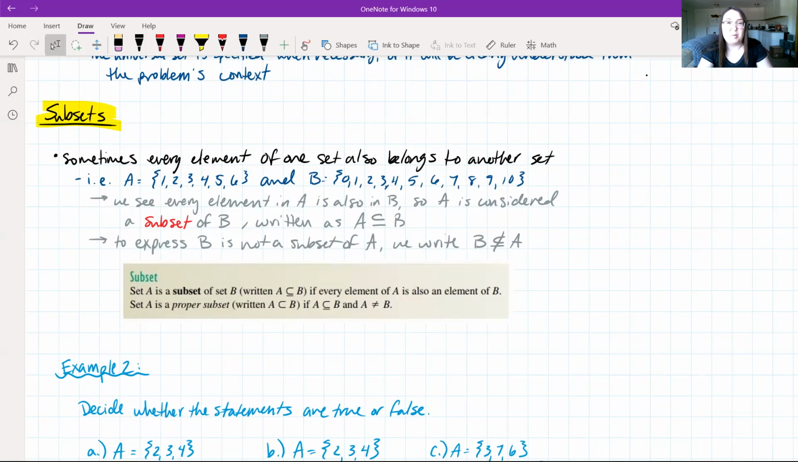We won't see proper subsets come up that often unless we're specifically asking if something is a proper subset. Most of the time, we just want to know if it is a subset, so we're going to mostly be using our symbol, the sideways U with the line underneath.